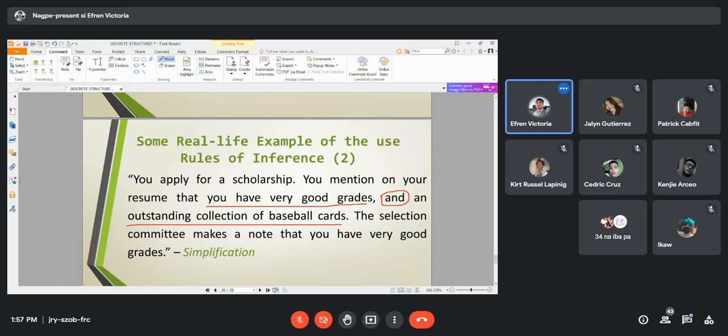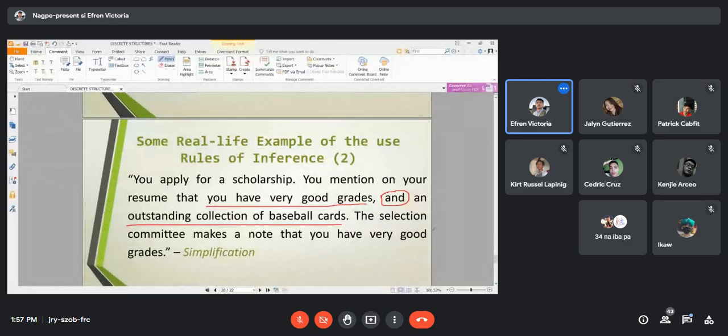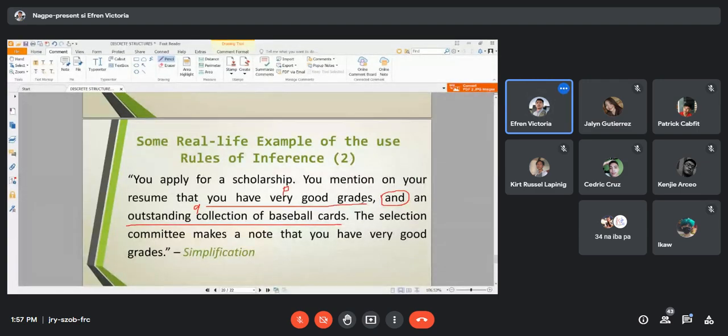Okay, so ano natin is simplification. So ito yung P. So ito yung Q. So yan yung P, then Q. So P, so therefore, the selection committee makes a note that you have a very good grades.